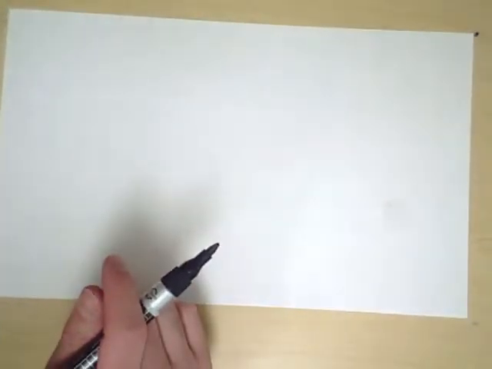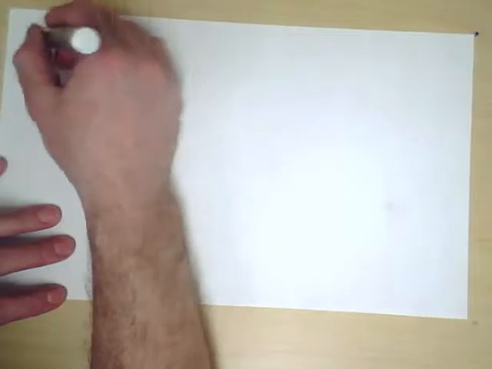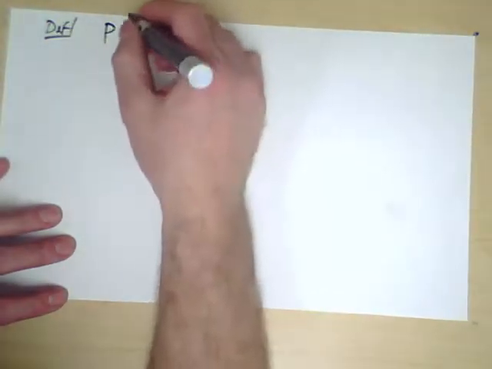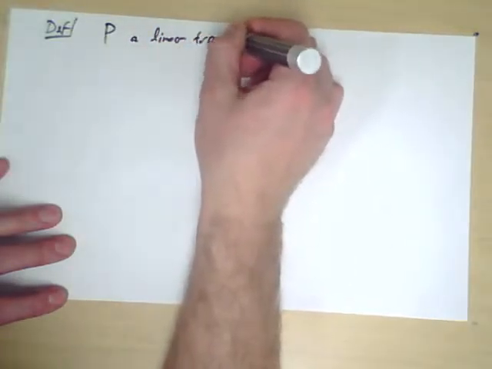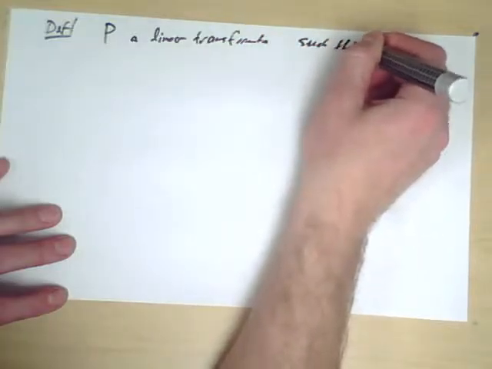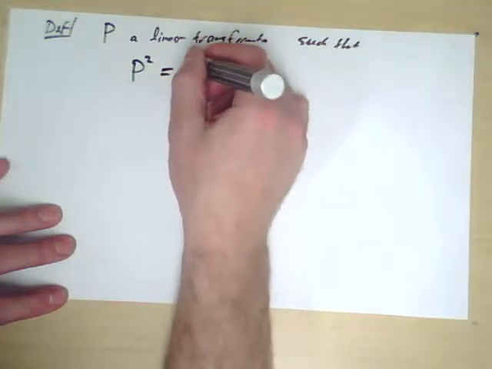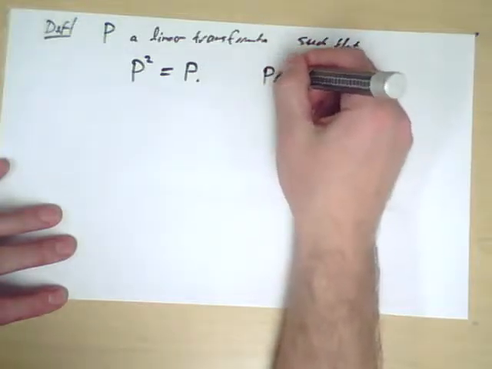In this video, we're going to talk about projections, or Trefethen and Bau call them projectors, but I personally don't use that language. It's projections. So, definition: a projection is a linear transformation P such that if you apply the operation twice, it's the same as applying it once. So this is called a projection.